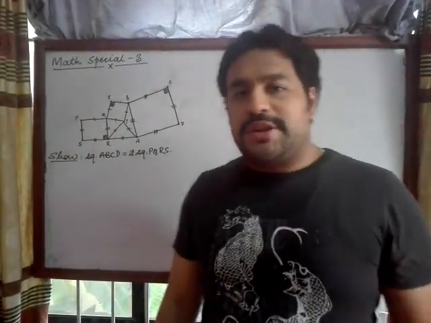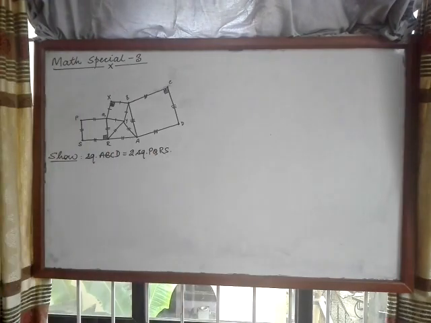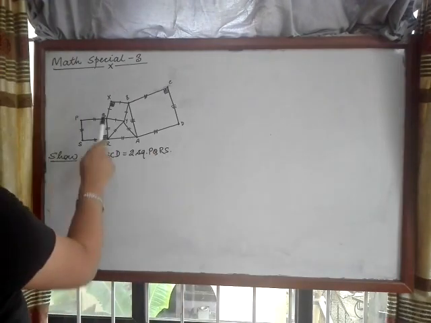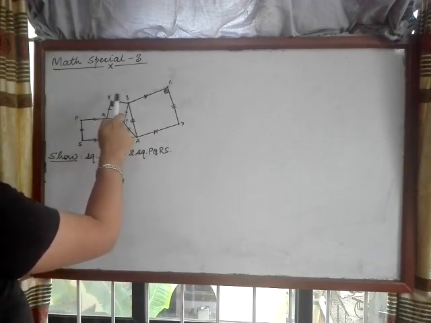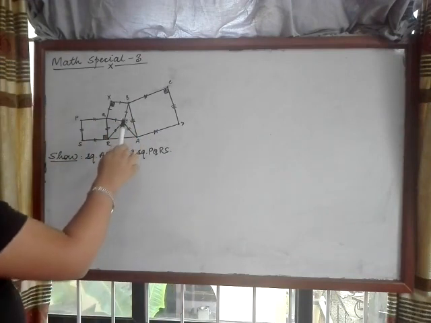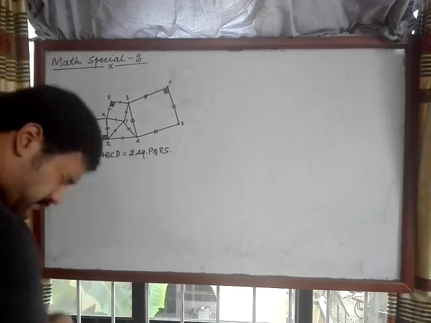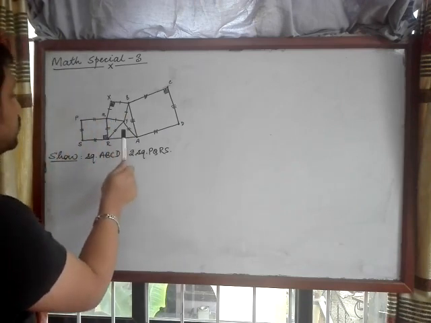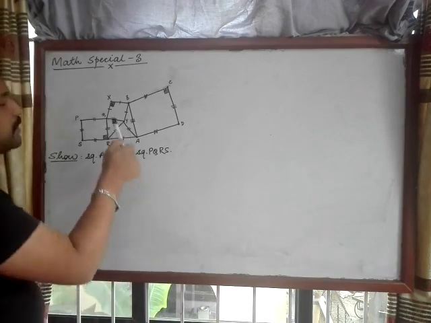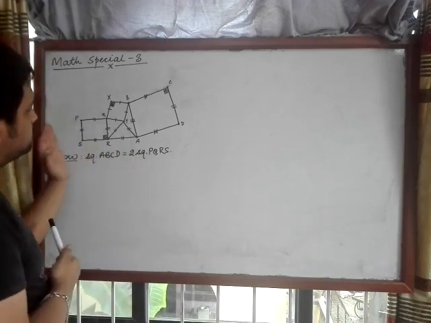Welcome to another math special video. And this time we have a geometry problem. What we are given is PQRS is a square, ABCD is a square, QXBY is a square, and ARY is an equilateral triangle. Okay, not a rectangle. It's an equilateral triangle.